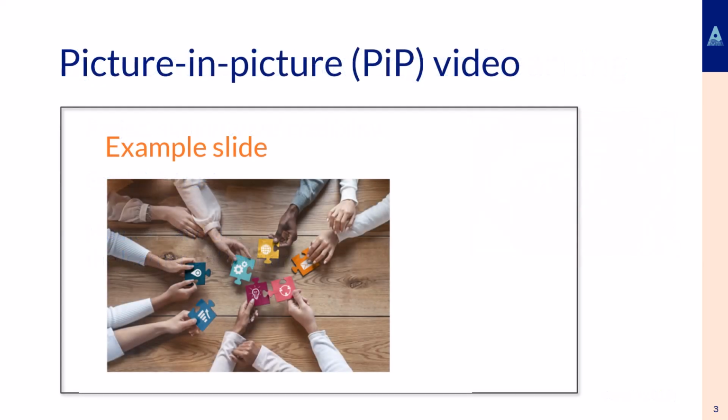So if we want to incorporate eye contact into instructional videos, we use picture-in-picture, also known as PIP video, alongside content such as slides. Here we can see a slide without the PIP video, and here we see it with the PIP video added in.